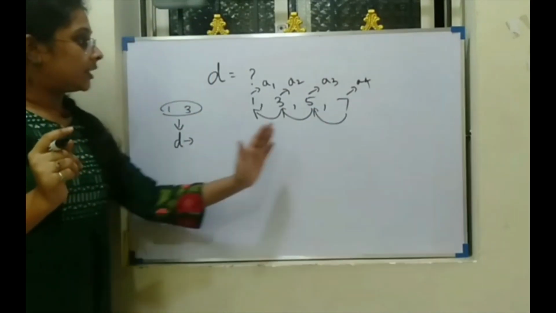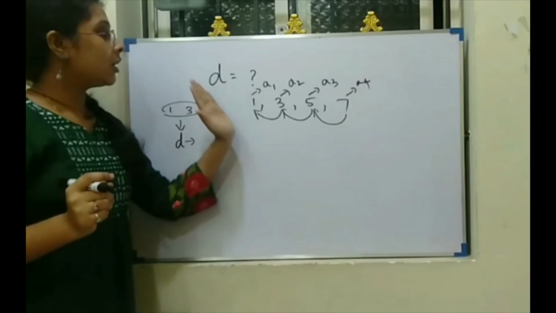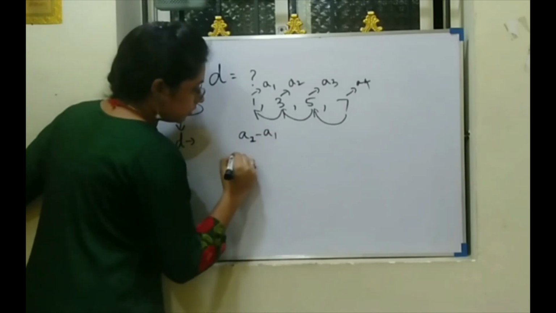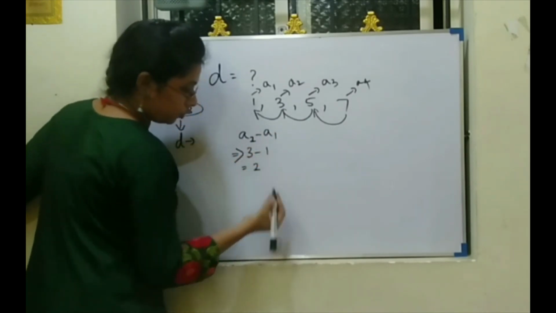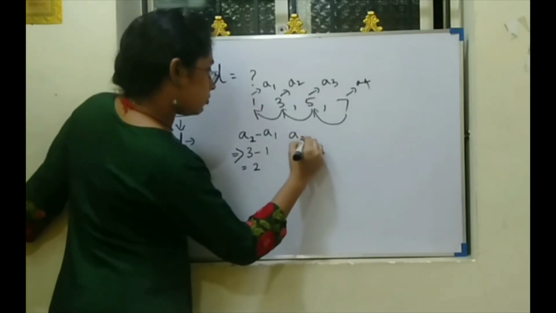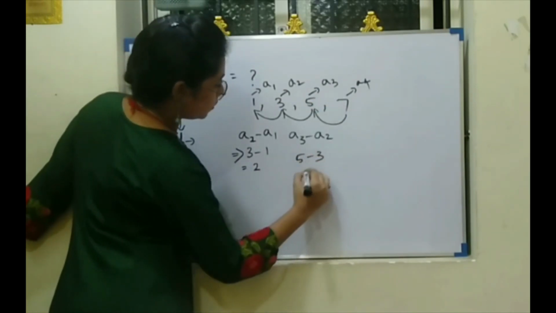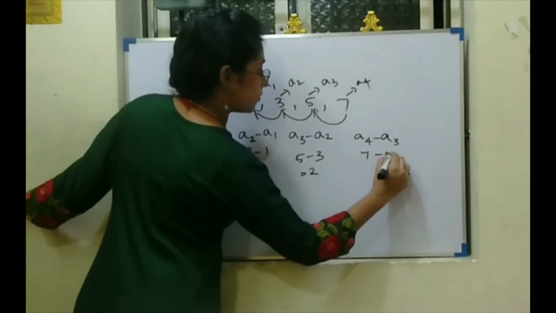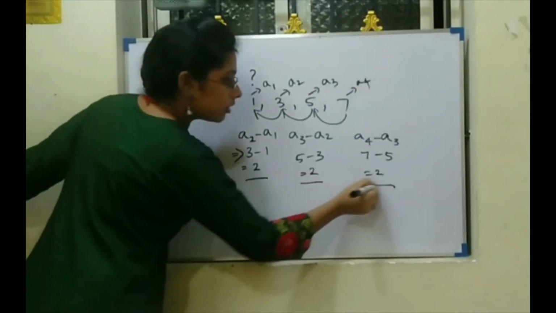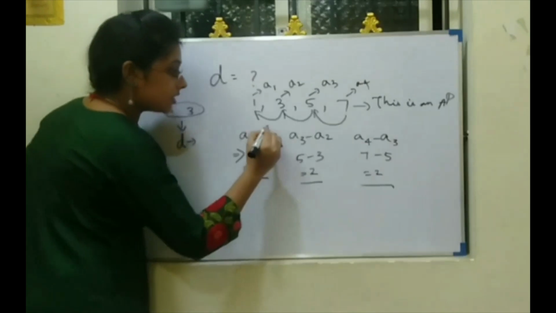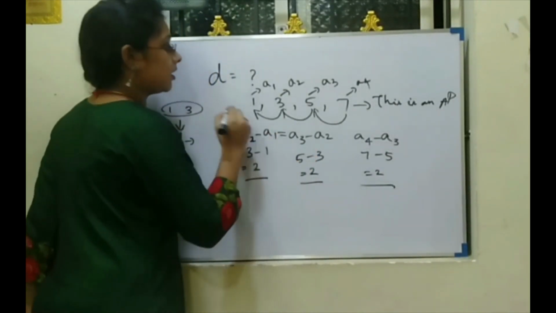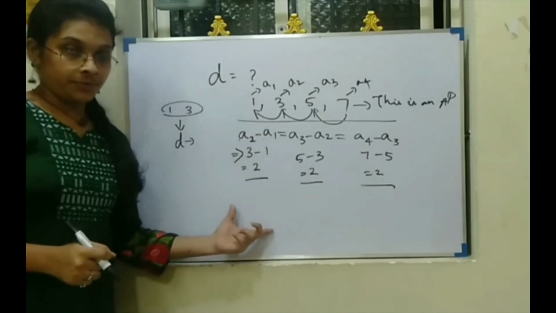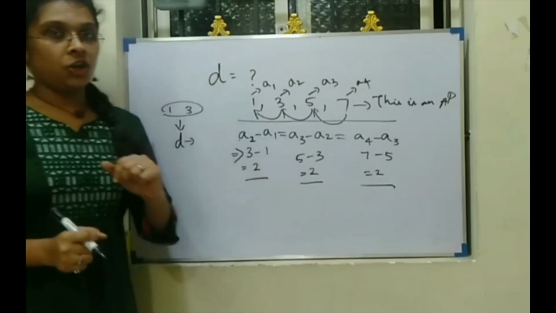Can you understand? The difference between the consecutive terms will give you the common difference. A2 minus A1 is 3 minus 1, which is equal to 2. Now A3 minus A2 is 5 minus 3, which is equal to 2. And A4 minus A3 is 7 minus 5, equal to 2. So the differences are the same. If A2 minus A1 is equal to A3 minus A2, then the whole sequence is an AP. This is how you can identify the common difference and whether the given sequence is an AP or not.